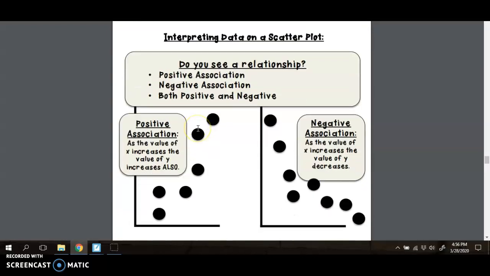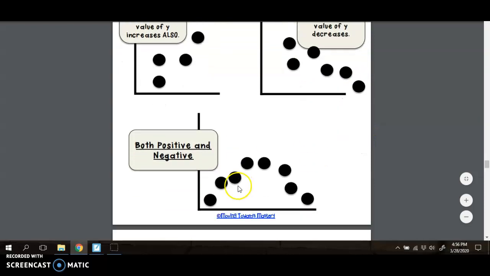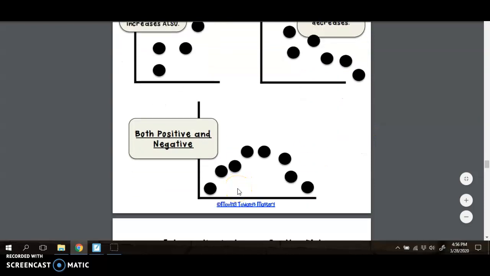Then we need to talk about if it's positive or negative. Again, kind of the same thing. Does it go up? Does it increase? As the x increases, the y increases? Or is it negative? So then when the values of x increase, the values of y are decreasing. Or is it neither positive or negative? Or it could be both.